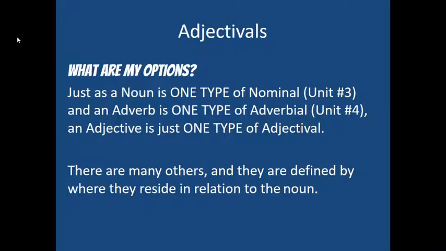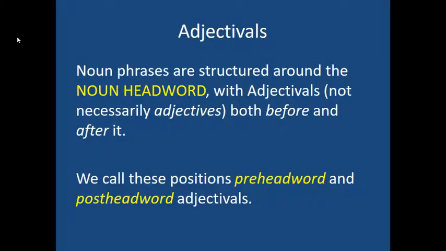The idea that there are other choices that we can use besides an adjective is now just something that we should come to expect. So there are many others, and they're defined by where they reside in relation to the noun. So let's take a look at where they could actually be. The noun phrase is structured around the noun head word, the main noun. When we diagram, that's the noun we put on its flat or horizontal line, and then we build everything around it.